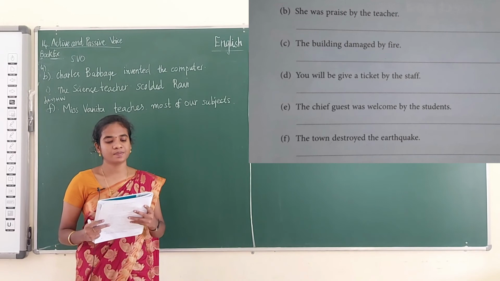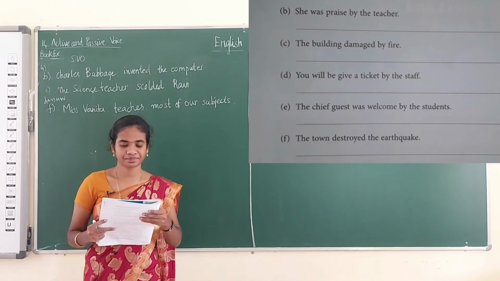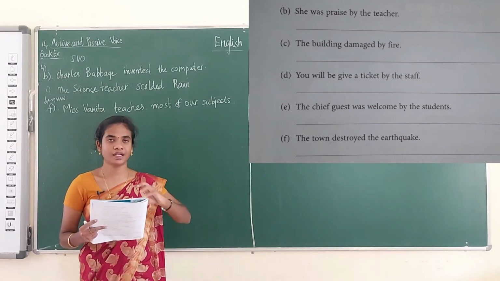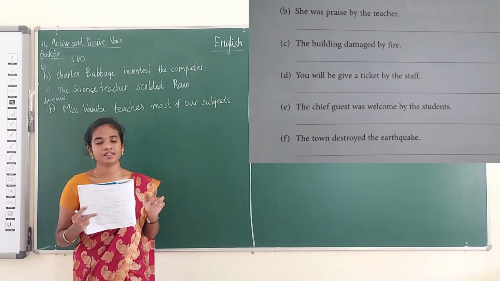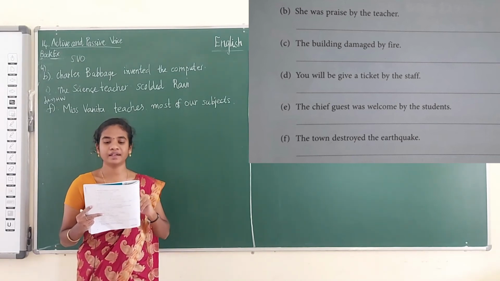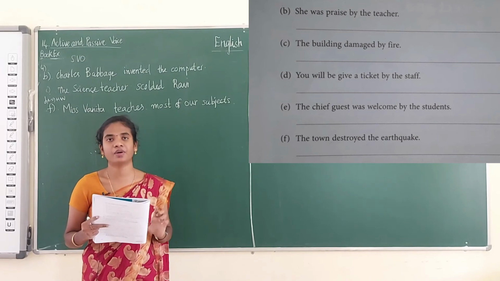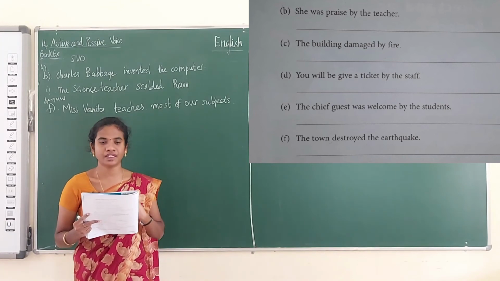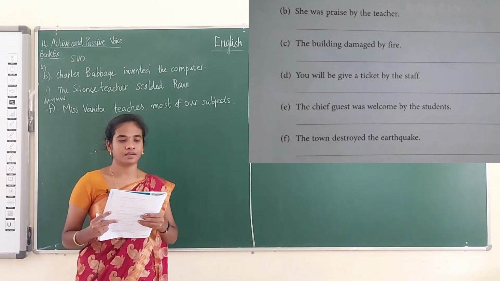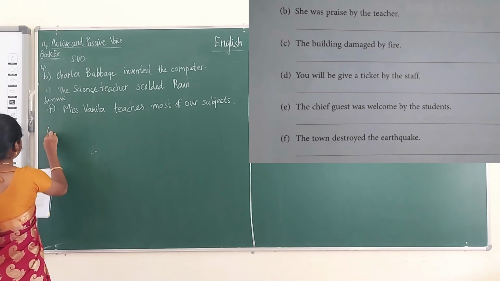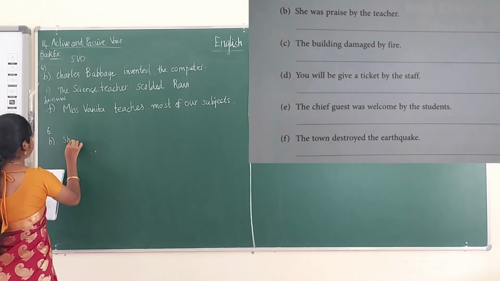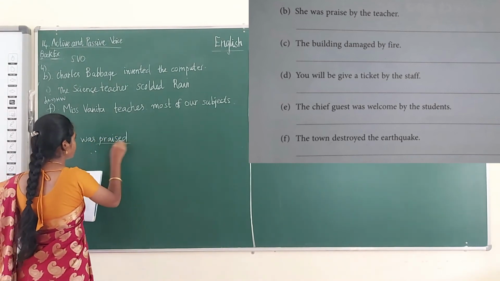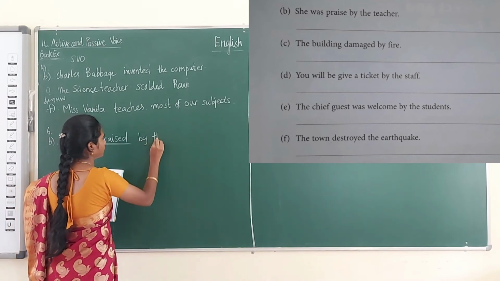See the next one: She was praised by the teacher. This is fully passive form, passive voice only. Here in passive voice some of the structure is missing. See here, she was praised by the teacher. You have to write a V3 form. The verb should be in the V3 form only, but here they have simply given prize, so you have to change it into V3. She was praised by the teacher.